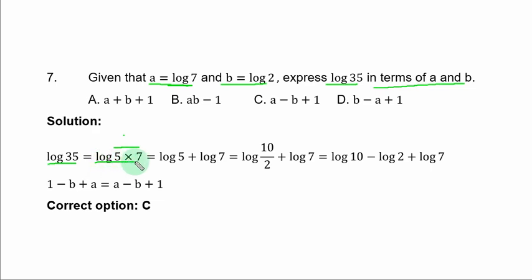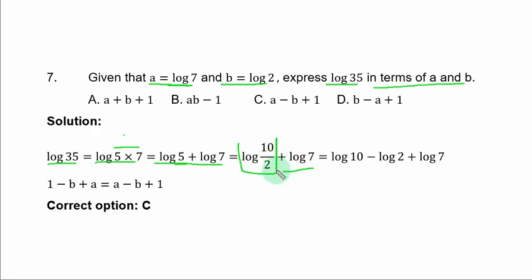By product law of logarithm, because the base is the same, common base 10, you can reverse it to addition. So you have log 5 base 10 plus log 7 base 10. But what we have here is 2. We need log 2. So for us to get log 2 now, you need to express log 5 as log 10 over 2. That is quotient, divide 10 by 2 is 5, plus log 7.